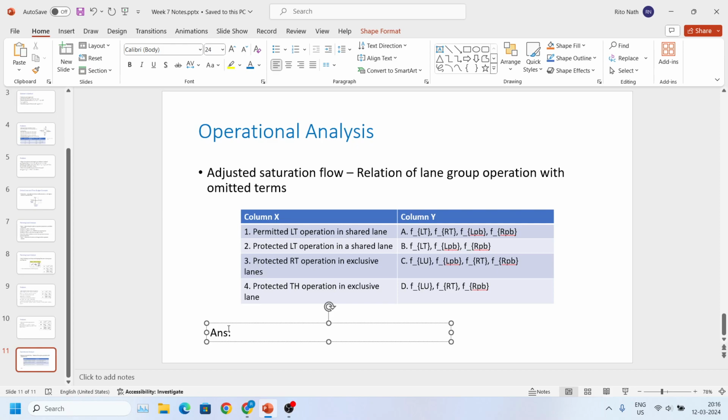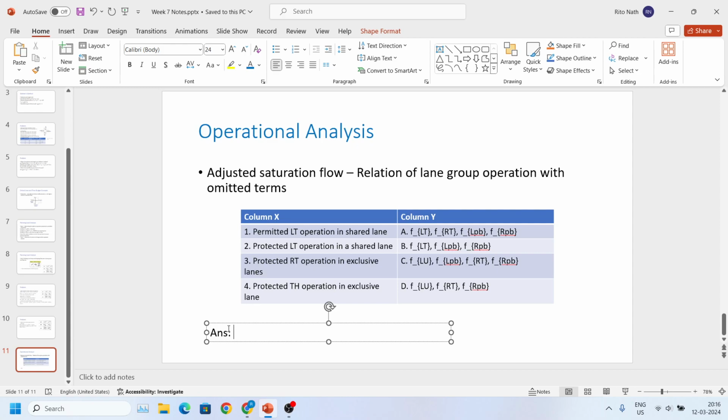So let's see in this context what was there in the material. In operational analysis, it was discussed, all these adjustment factors to get the adjusted saturation flow rates, but all of them are not required depending on the conditions that you have, and you have to check for which are the terms that are omitted.